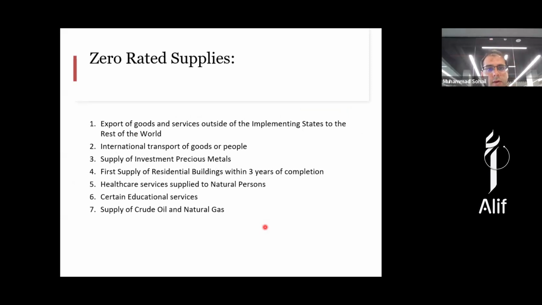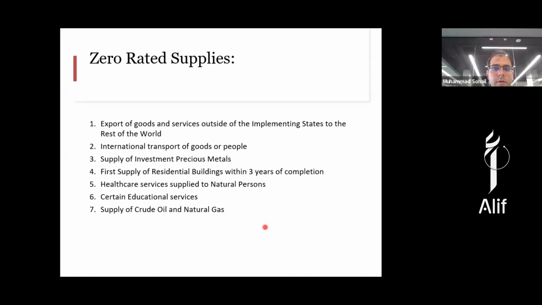So I will give you a few examples of each type of category that I mentioned before, and we start with zero-rated supplies. As you know, this is a very favorable position because you do not need to charge output tax and you can recover input tax. Generally, the UAE has made zero-rated supplies on goods and services which they wish to promote and encourage in the market. First of all, we have export of goods and services outside the implementing states to the rest of the world. For example, you are in the UAE and you're exporting goods to the United Kingdom. This will be a zero-rated taxable supply.